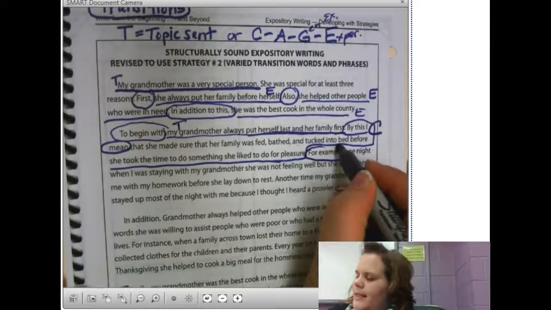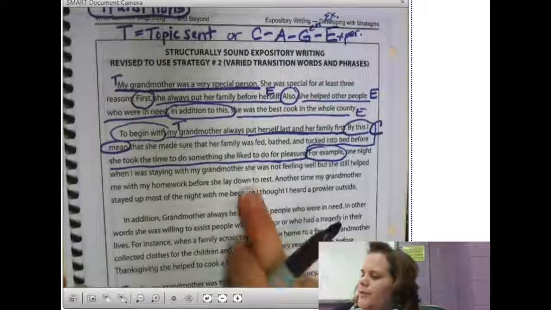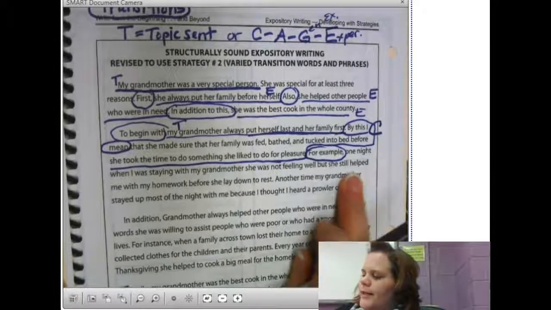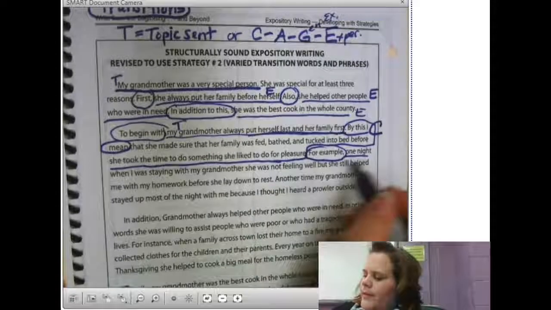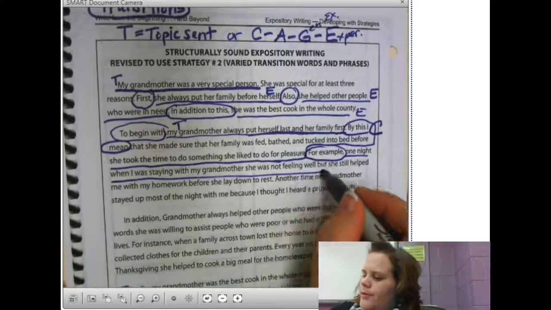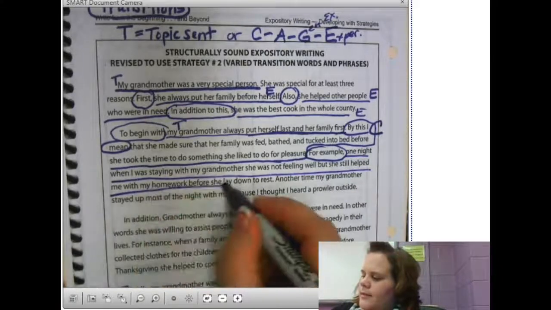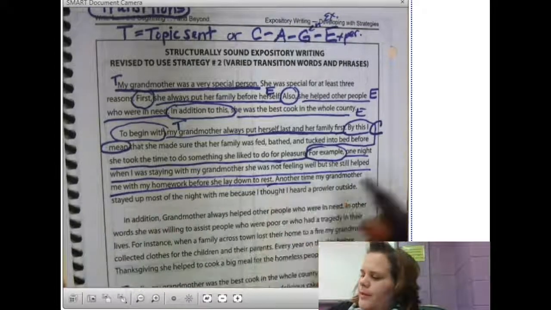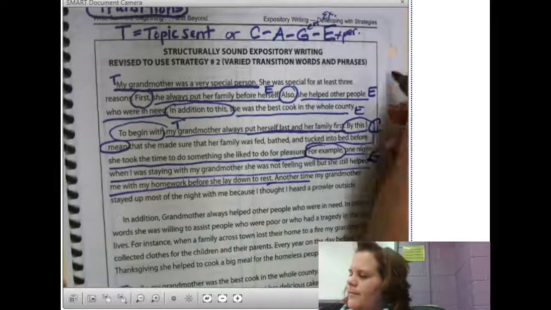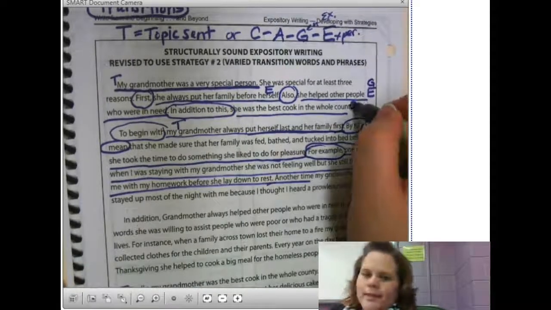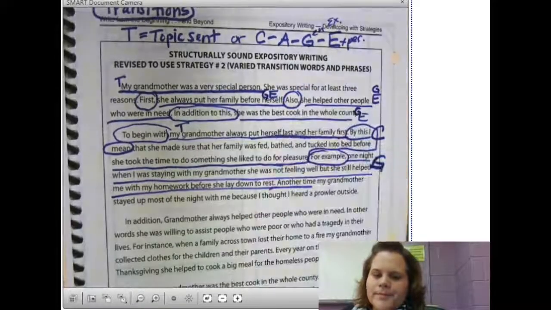For example, one night when I was staying with my grandmother, she was not feeling well, but she still helped me with my homework before she lay down to rest. What's this whole thing right here? For example, she did this. That would be a general example. And I'm sorry, I've labeled these with E's. They need to be general examples.